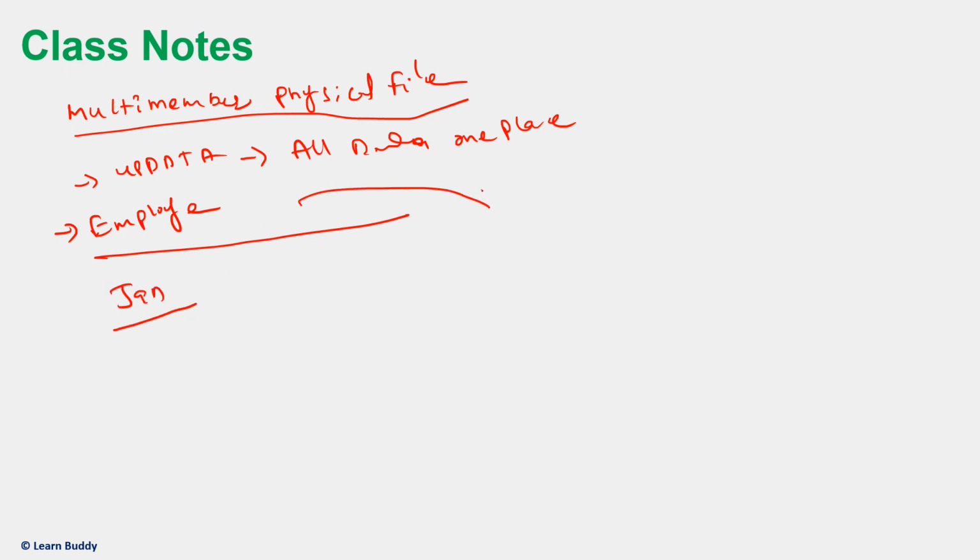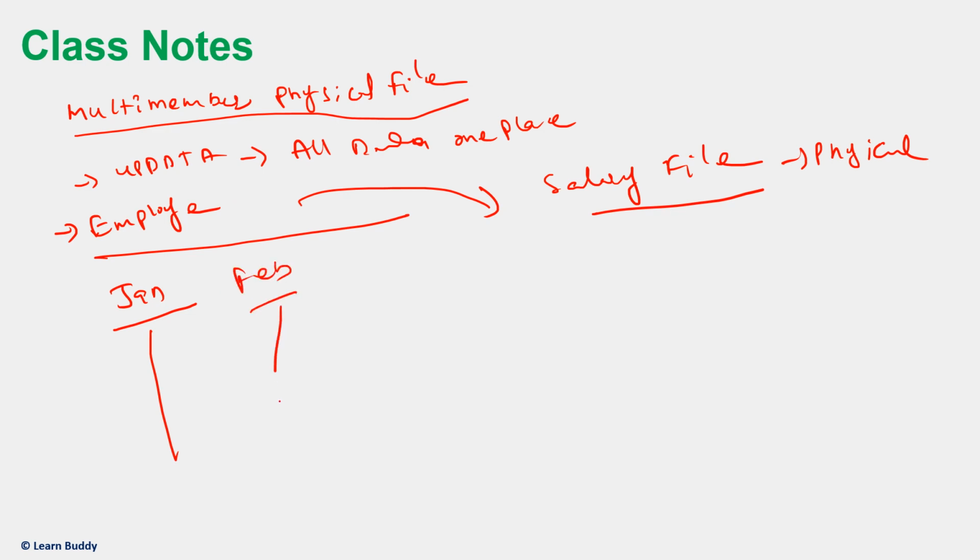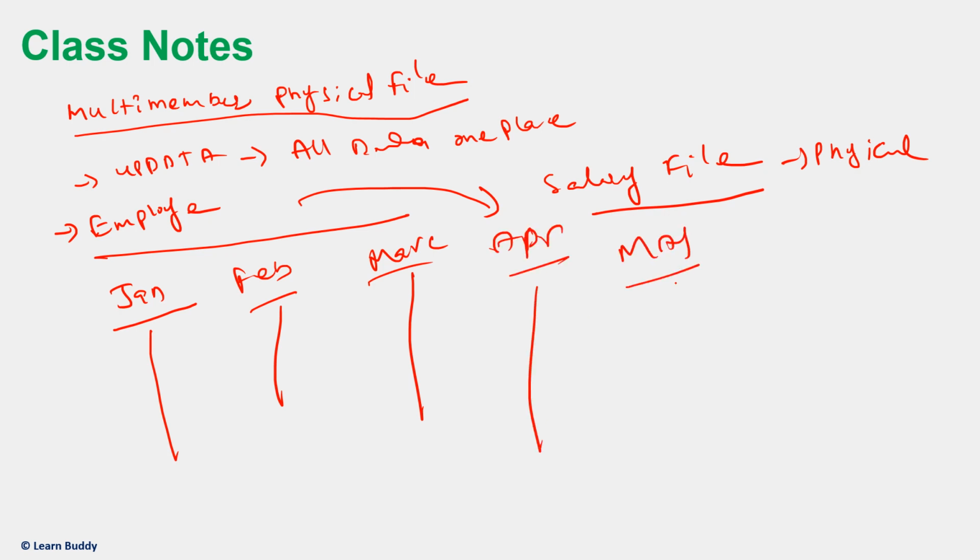So I want to create one more file. Let's take it that this is an employee file, and I want to make a salary file. This is a physical file, a new file I want to create. But in the salary file, I want to maintain the data separately: January data separately, February data separately, March data separately, April data separately, and May data separately. I don't want to put all the months' data in one place. I want to make it separate for each and every month.